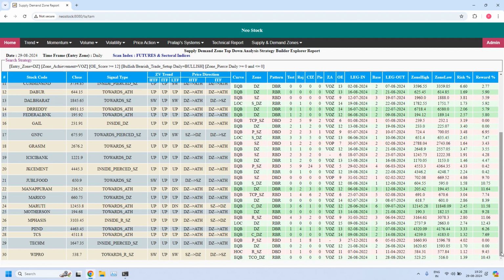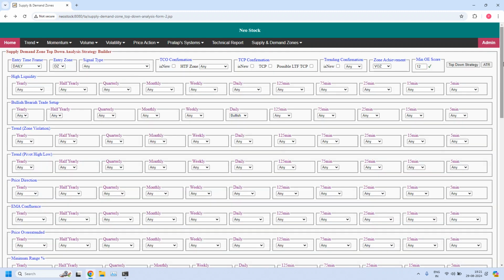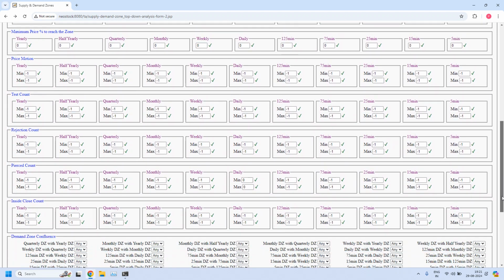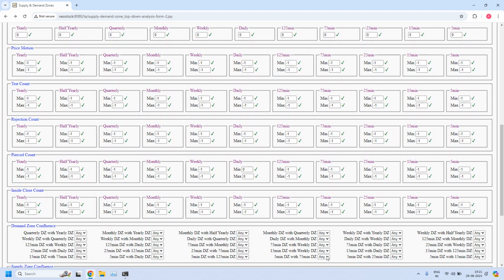The list is very big. So we can search for some high probability trade setups. So first let us check how many of these stocks are having ITF confluence. Entry time frame, that is a lower time frame, LTF is daily, so ITF is weekly. So the daily zone should be inside the weekly zone. Inside means overlapped with weekly zone. So demand zone confluence we are looking for. Daily and weekly demand zone confluence. So here in the demand zone confluence, we have daily demand zone with weekly demand zone.